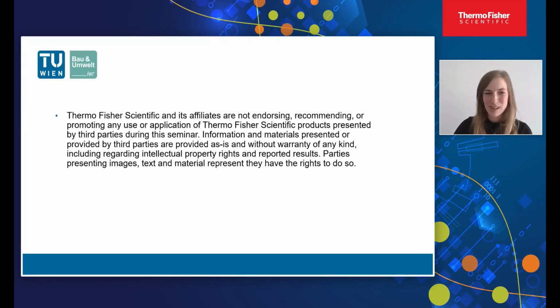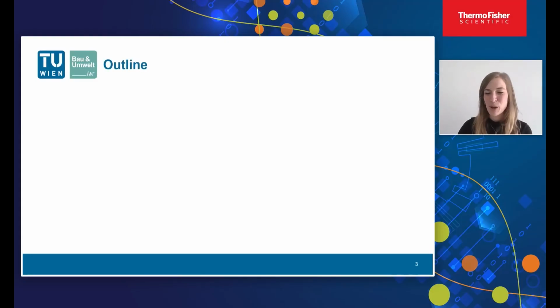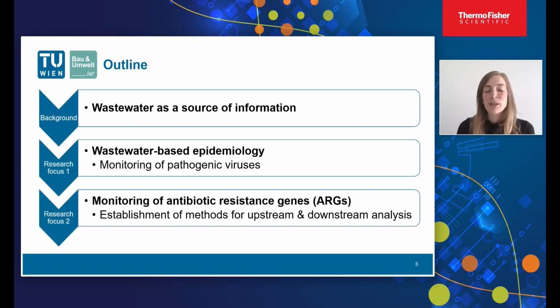Okay, after a short stop at the disclaimer slide, we jump right into the topic and have a look at the outline. At the beginning, I would like to talk about how wastewater can act as a source of information. Then we will have a look at the research topics that we're working on. With that, at the end, you will know how dPCR is used on a daily basis in our laboratory. The two main research focuses we have are, first of all, wastewater-based epidemiology, where we monitor different pathogenic viruses, and on the other hand, monitoring antibiotic-resistant genes, or short ARGs. There we try to establish methods for upstream and downstream analysis.